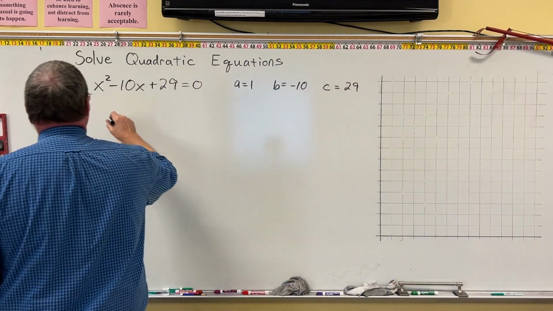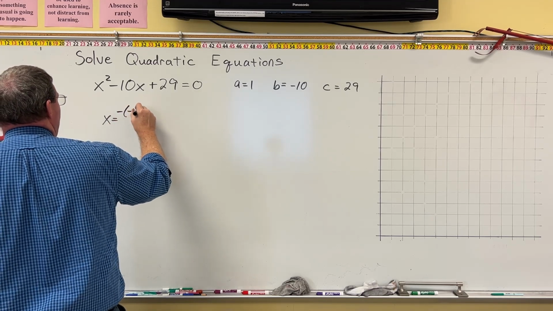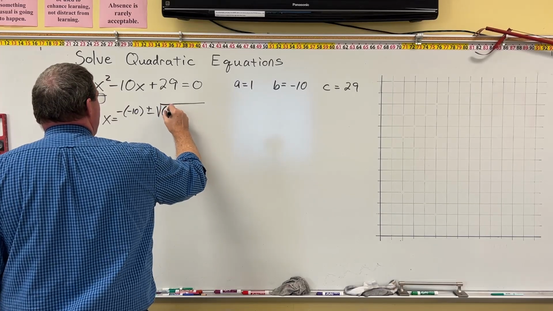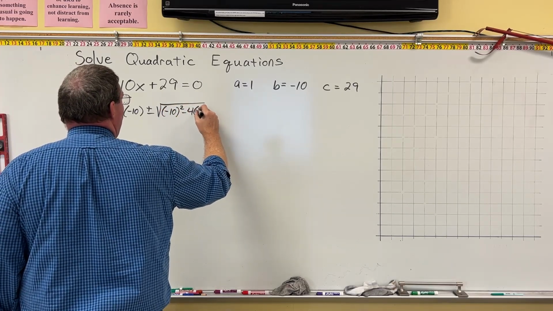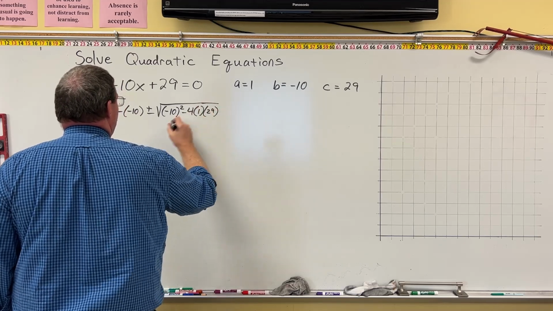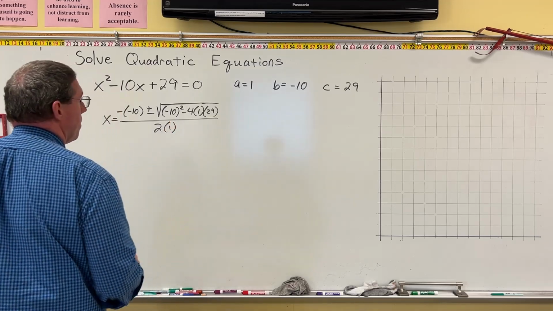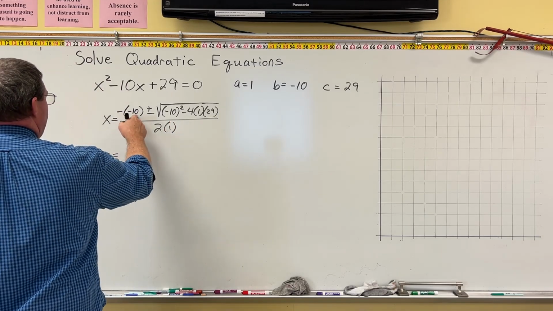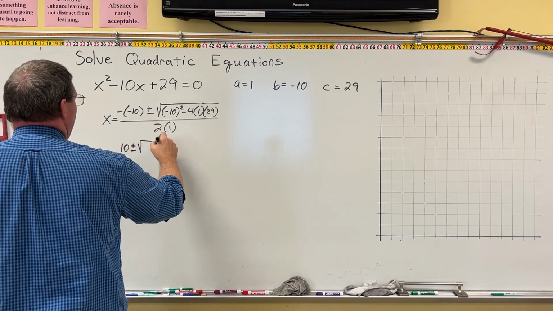And so we're going to do x is equal to negative b, so that's -(-10), plus or minus the square root of b, -10, squared minus 4 times a, which is 1, times c, which is 29. We go all over 2 times a, which is 2 times 1. And so now we're going to clean this up a little bit. -(-10) is just 10 plus or minus the square root of.